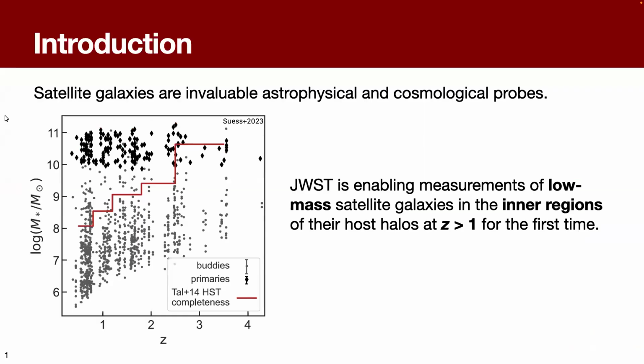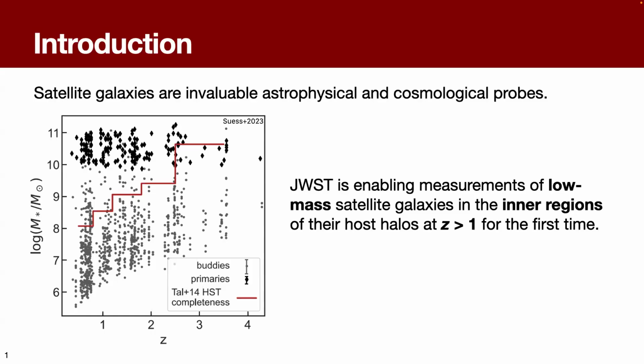Okay, so as many of you probably are aware, satellite galaxies and dwarf galaxies in general have been very valuable probes of cosmology and a wide range of astrophysical processes in the local universe. Historically, however, these low mass systems have been quite difficult to observe at large cosmological distances because they're so faint. But now that we have JWST, we can finally see these low mass faint companions of their more massive hosts at redshifts greater than 1 for the very first time.